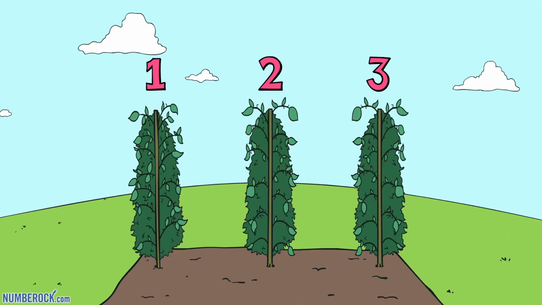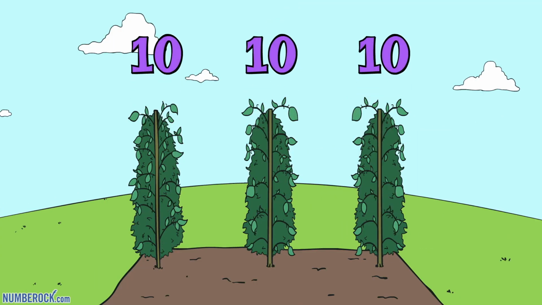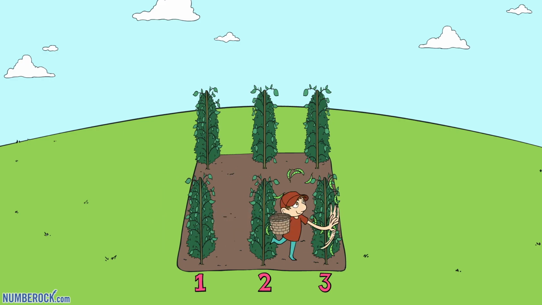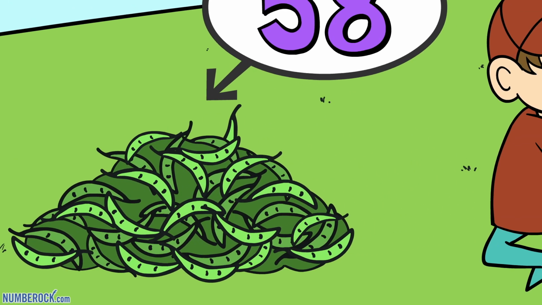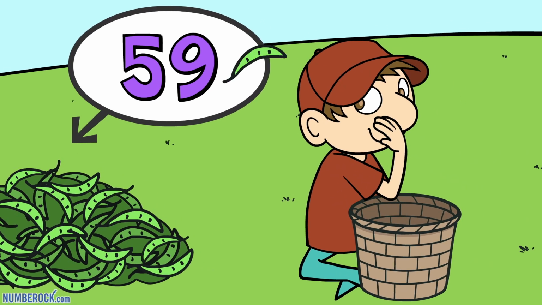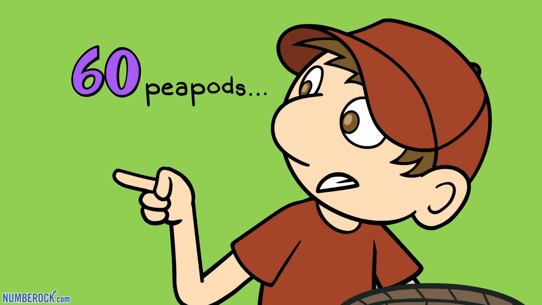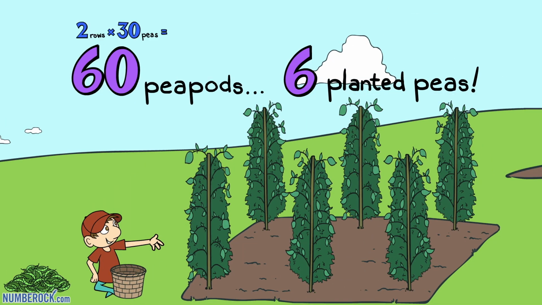That first row of 3 with 10 pods on each made 3 tens, which is 30. I picked the second row and could hardly believe my pea pods equaled 60. I counted them and I perceived the pattern once again achieved. 60 pea pods, 6 planted peas.